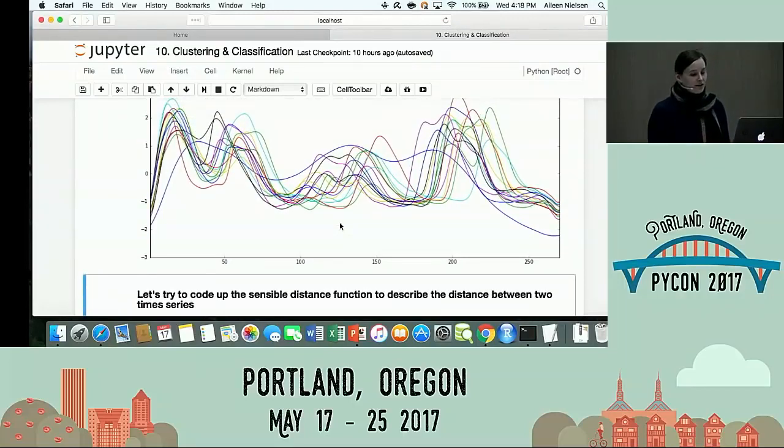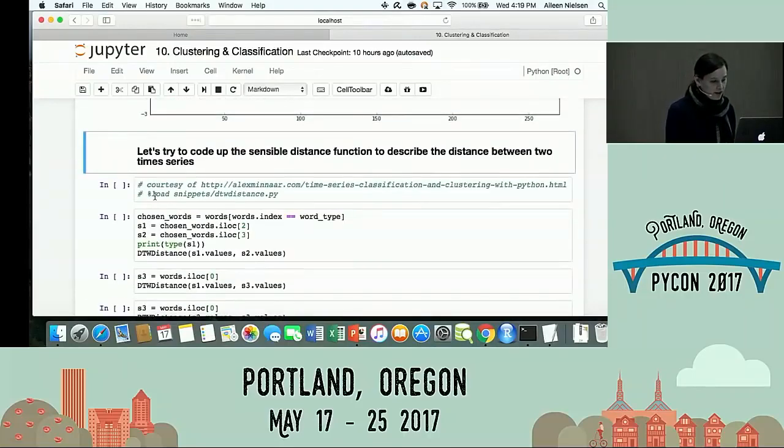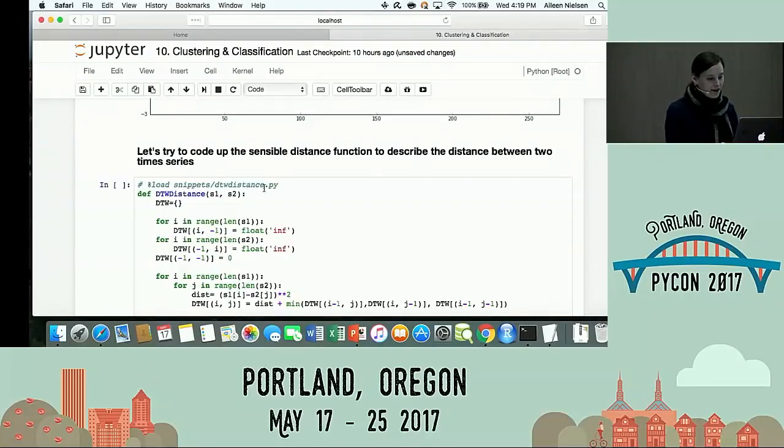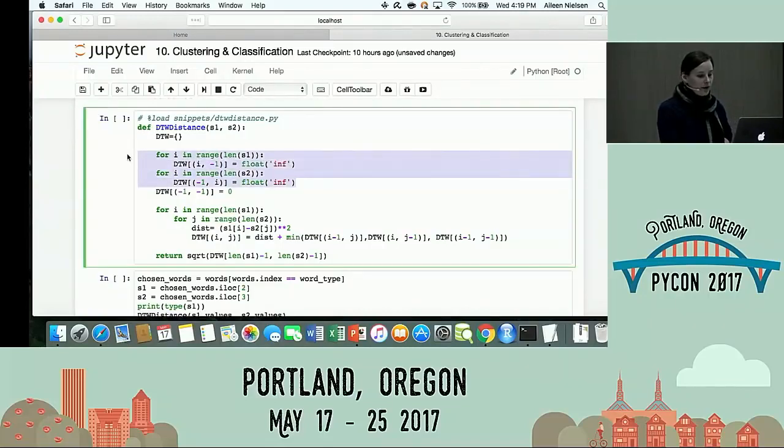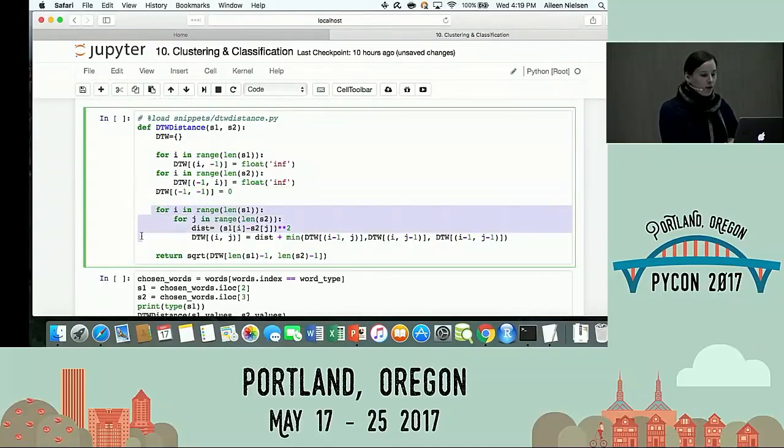So the first thing we need to do is code up a sensible distance function, and that's that dynamic time warping. I won't make you do it. I'll just load this snippet here, and we can take a look together. So we're going to define this DTW distance between two curves. We're first going to set the distance at each point to infinity, and then we're going to go through, and for each point, we're going to try to find a way to match them up so that we minimize the distance.